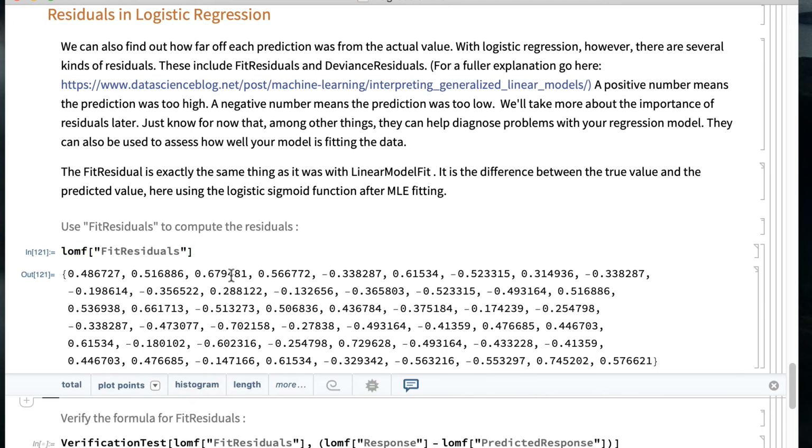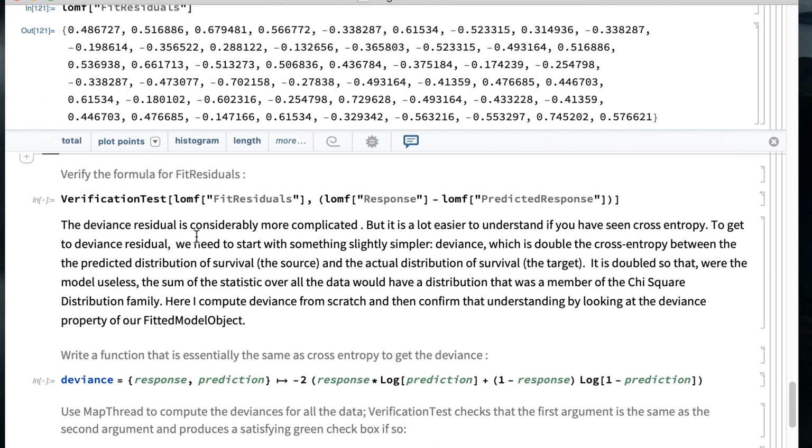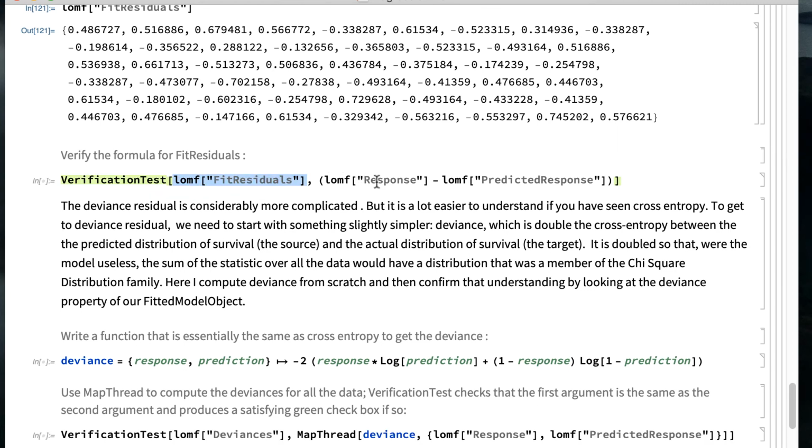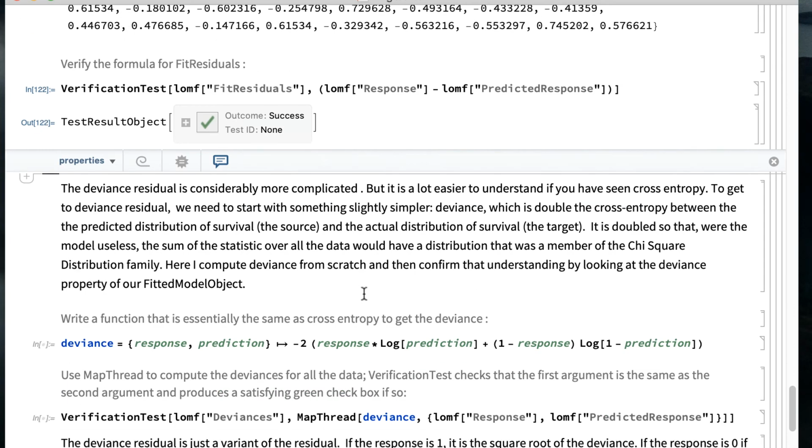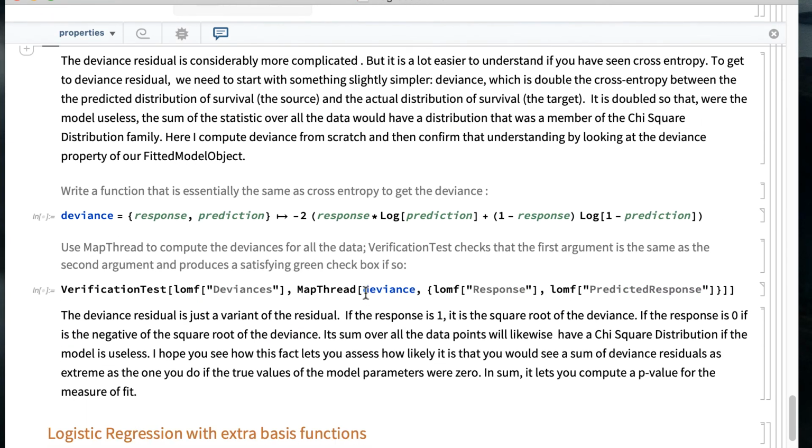That is, here are the fit residuals, and here I'm going to show that the fit residuals are the same as the real value less the predicted response. So those two are exactly the same. So you can have fit residuals with logistic regression. Usually, though, with logistic regression, you use something else called the deviance residual. And deviance residuals can seem completely mystifying, but they're a lot easier to understand if you've seen cross entropy before.